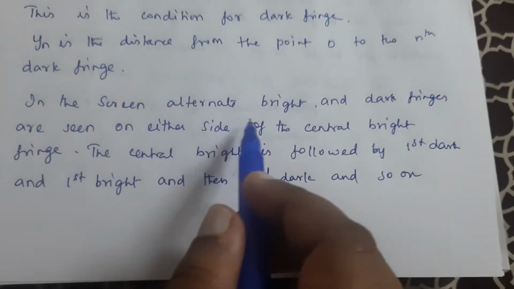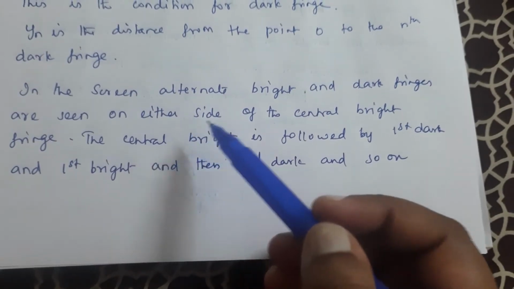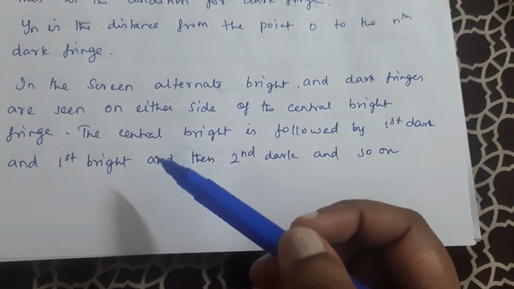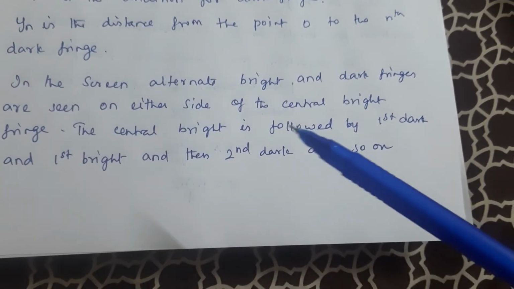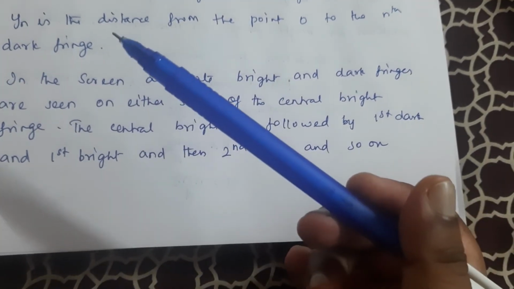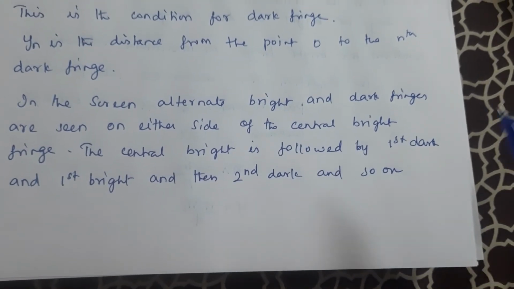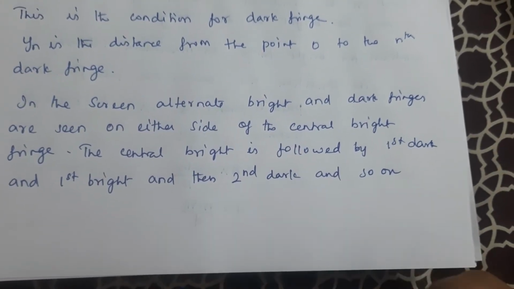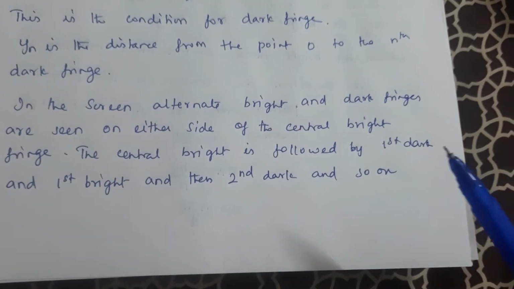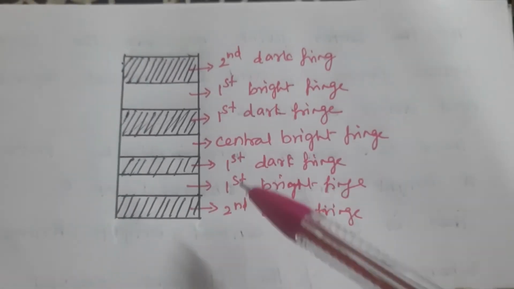On the screen we'll get alternate bright and dark fringes seen on either side of the central bright fringe. So in the center you will get a bright fringe, then above also a dark, below also a dark. The central bright fringe is followed by first dark and first bright, then second dark and so on. Now this is how the fringe pattern will be.